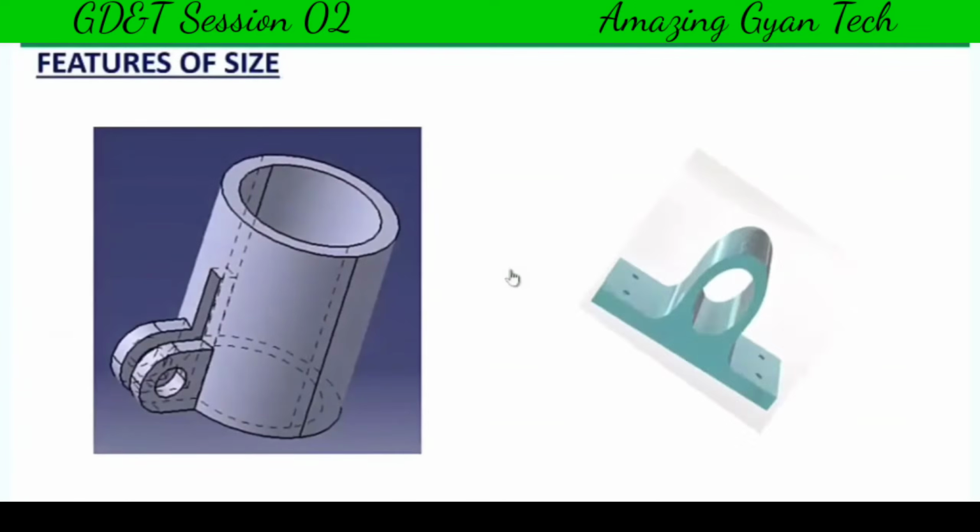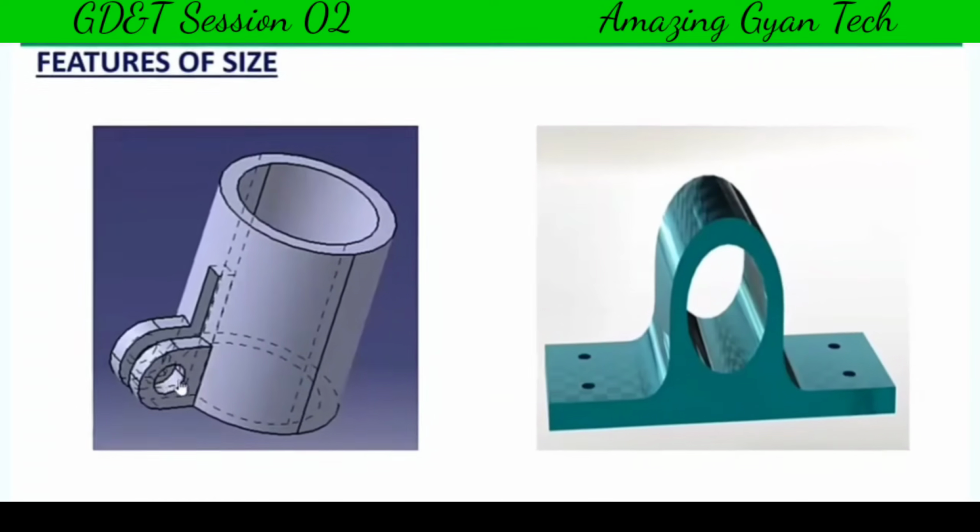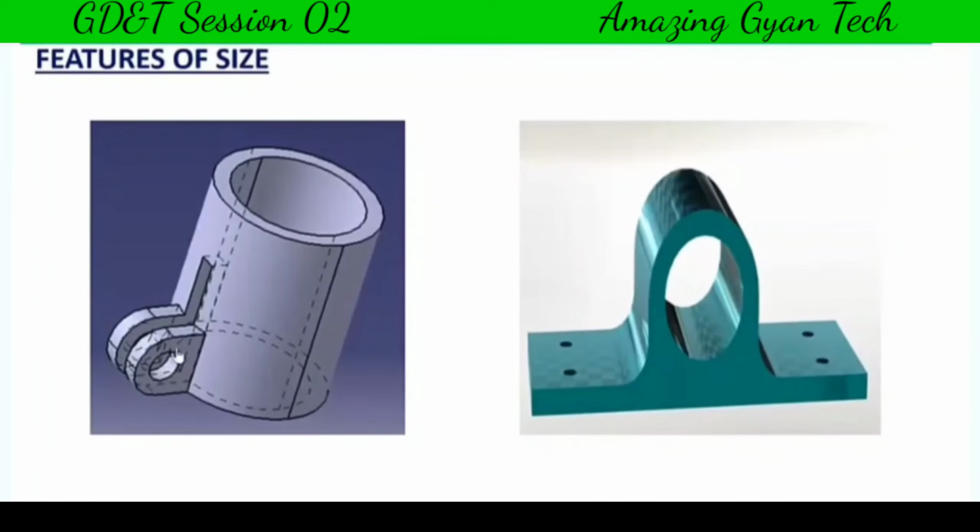Two more examples to see. If you look at this particular component, the hole size is a feature, the OD of this cup is a feature, the small hole is a feature, the profile radius is a feature, the thickness is a feature, and the total height of this cup is a feature. Similarly, in this plumber block, the bore is a feature, the hole size is a feature, the thickness is a feature, and the total length is a feature.